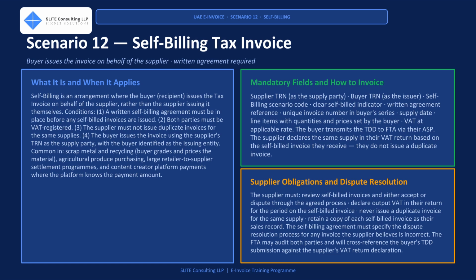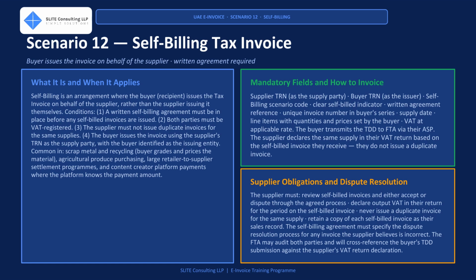No duplicate. Supplier obligations. Review and either accept or dispute through the agreed process. Declare output VAT for the period of the invoice. Retain a copy as their sales record. The self-billing agreement must specify the dispute resolution process.